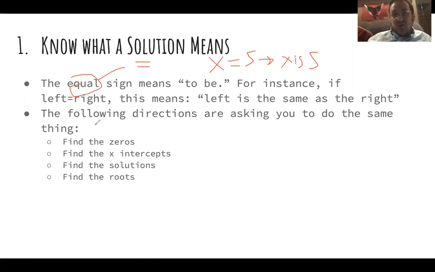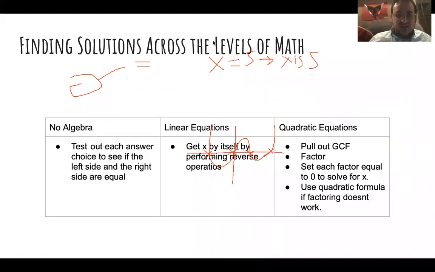The following directions on the SAT really are telling you to do the same thing. If you see find the zeros, find the x-intercepts, find the solutions, and find the roots, this means that we are effectively solving the equation. I could have any type of graph that I want, literally, and if I am given instructions, I can find the zeros, the x-intercepts, the solutions, and the roots. These all mean the same thing. So let's take a look at this on some example questions.